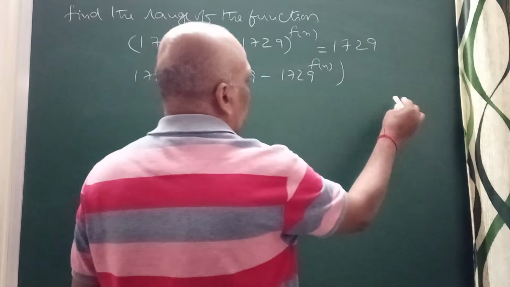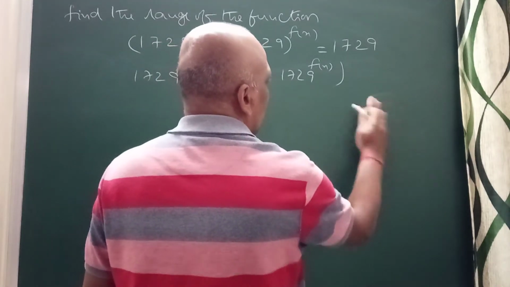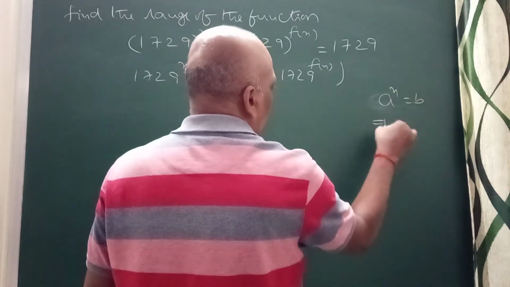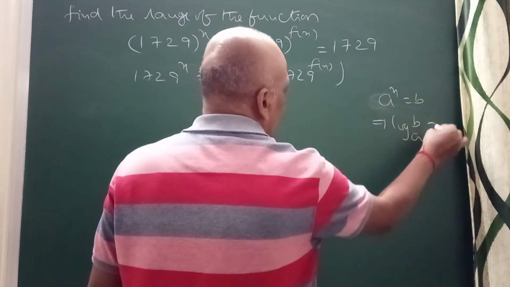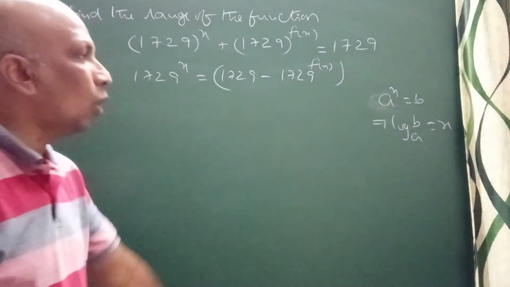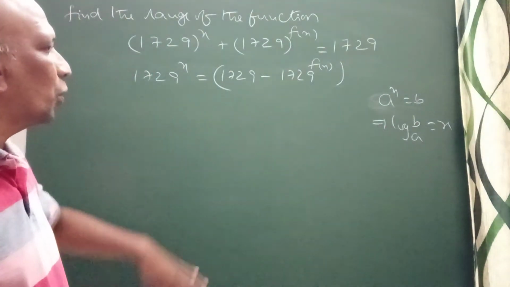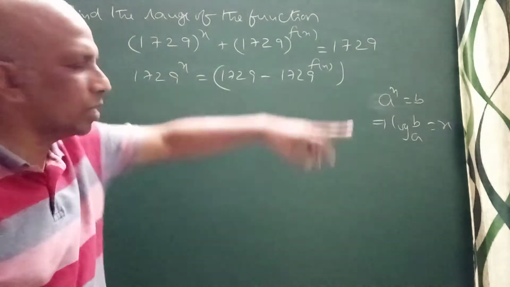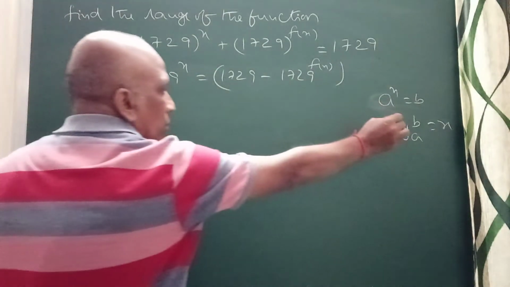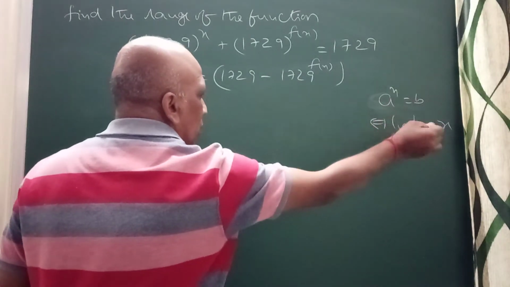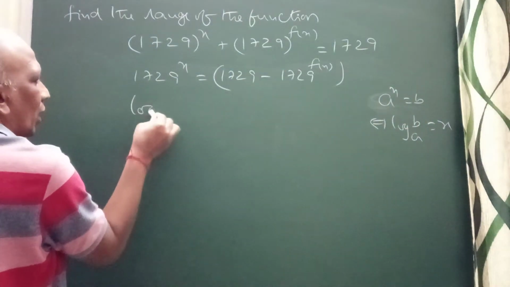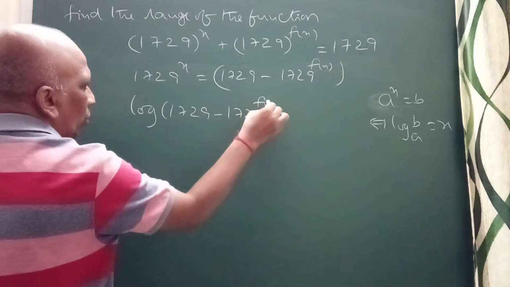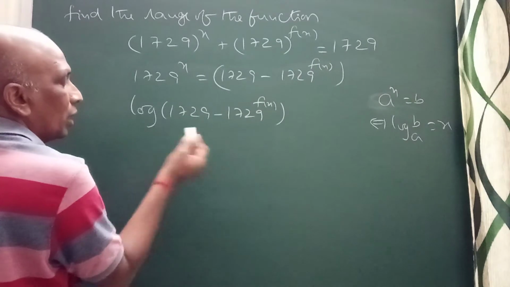We know the definition of logarithm, right? Suppose a power x is equal to p. For applying logarithm, log p base a is equal to x. Like you can compare: this is p, this is a, this is x. If I apply logarithm, I will get log of 1729 minus 179 to the power f of x, to the base 1729.